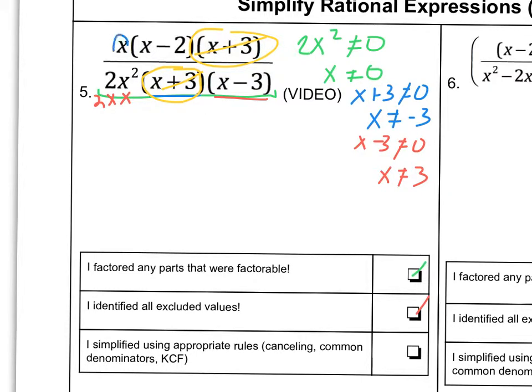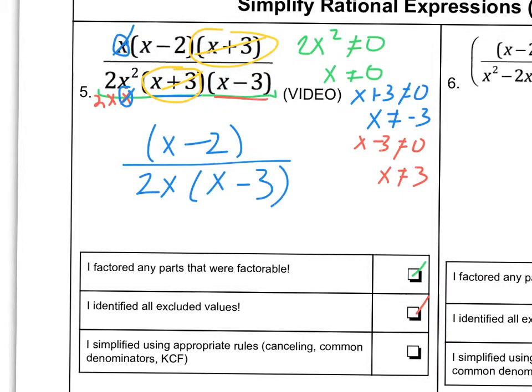So what that means is I can cancel out one of those x's in the top and the bottom, leaving me with a 2x from that canceling. The only thing left on top is x minus 2. And on the bottom, we've got that 2x that was left over, and then x minus 3. At this point, you are done.